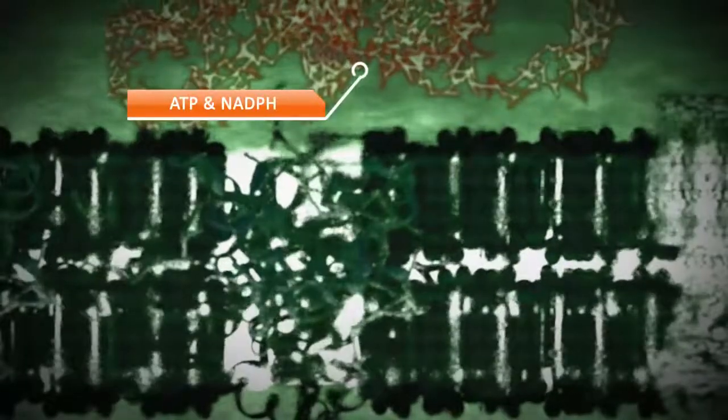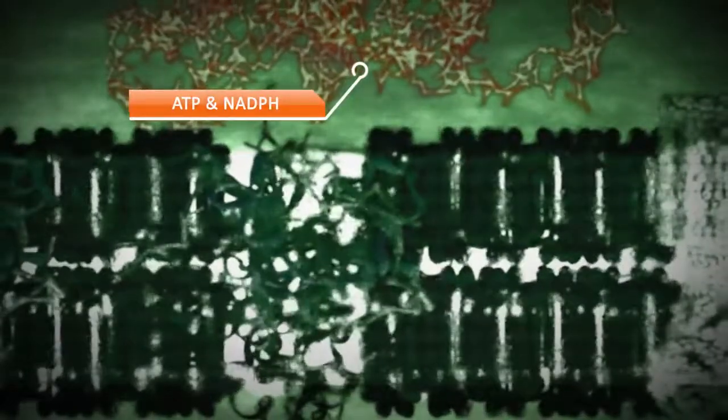ATP and NADPH, which are products of this process, can then be found in the stroma, where a process known as the Calvin cycle takes place. No light is necessary for the Calvin cycle.